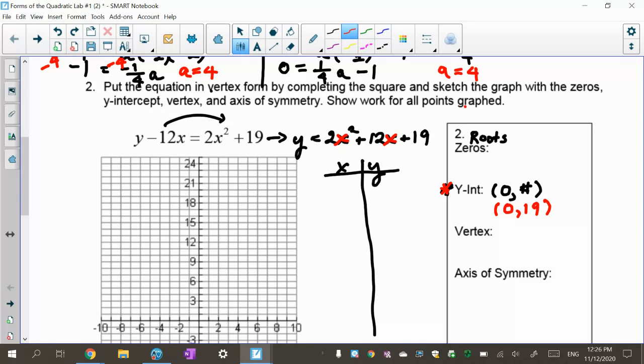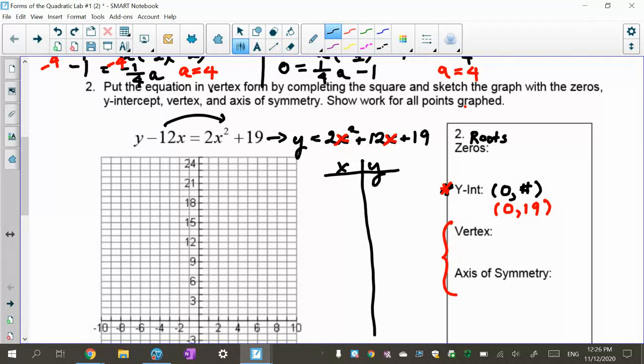That's the only one. When we try to find the vertex and the axis of symmetry, this is where you're going to complete the square. So we're going to do factoring or the quadratic formula for the zeros or roots, and we're going to complete the square for that. So the only one that you don't really need to show a lot of work for, or much at all, is the y-intercept.